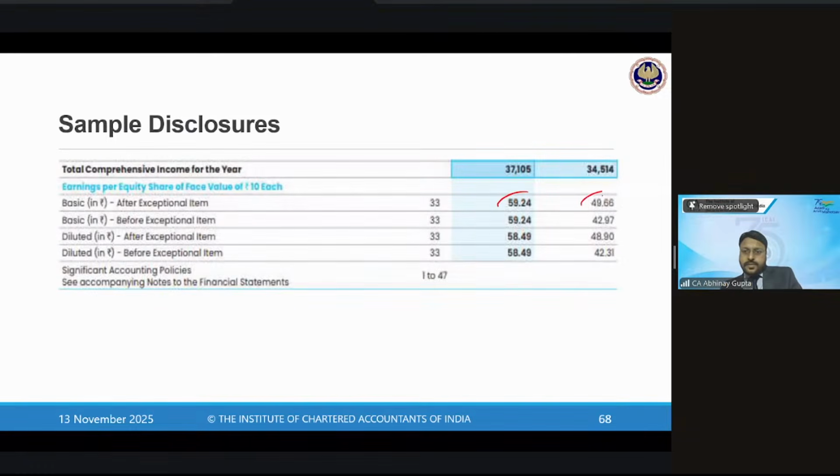Current year, previous year. Before, so there is an exceptional item as well in this company's case. So that's why they have presented after exceptional, before exceptional, and diluted after exceptional, before exceptional, right? And then they have presented the significant accounting policy and notes, right?